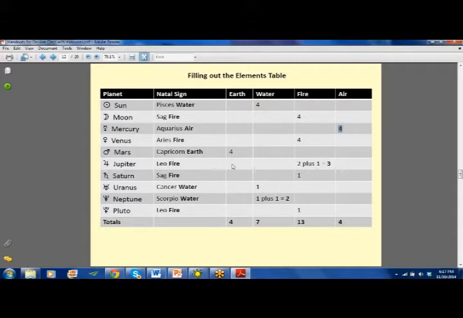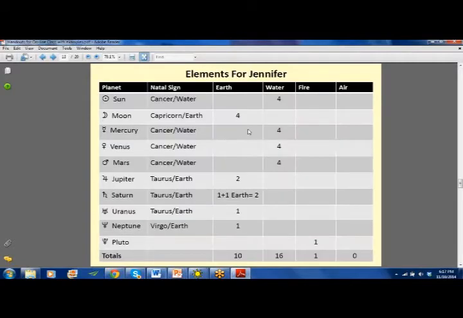So then you just add them up. I have 4 earth, I have 4, 5, 6, 7 water, and then 8, 11, 12, 13 fire, so I got a lot of fire, and then 4 or 5 earth, air. So that's how I filled out this chart, or my chart, so that would be an example.